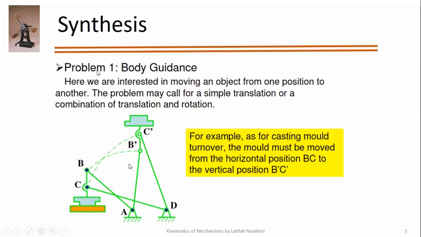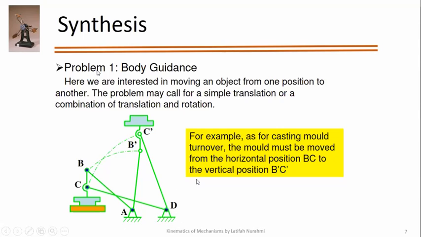In body guidance, we are interested in moving an object from one position to another position. For example, you can see here A, B, and C. From C, you have attached another hinge to D. And this is B dash and C dash. If you see B, you can make this arc over here, right? And the DC joint can make this arc if you are actuating at A and D.